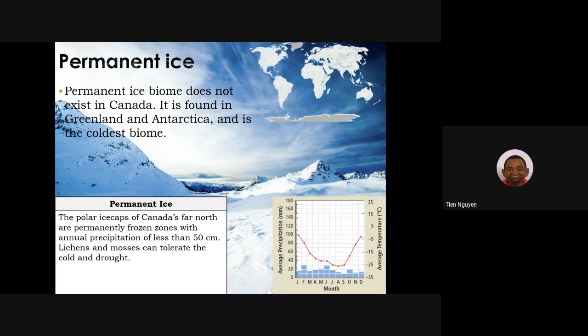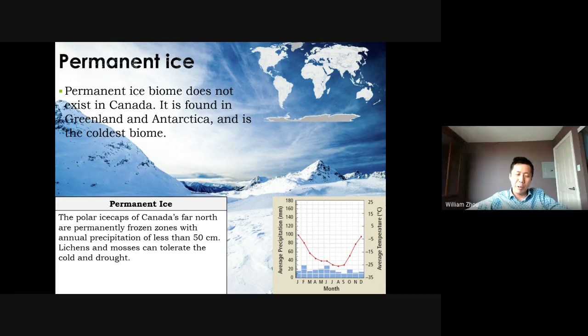Mr. Zhou, is permanent ice actually just completely permanent, or is it just there for a really long time? They're there for a really long time. They're not actually permanent.